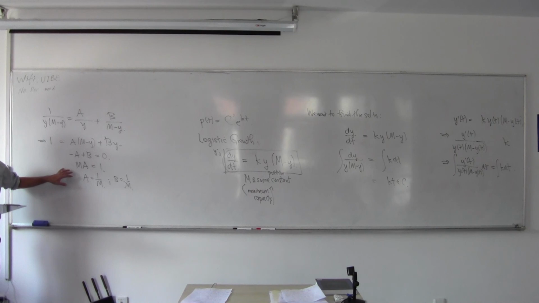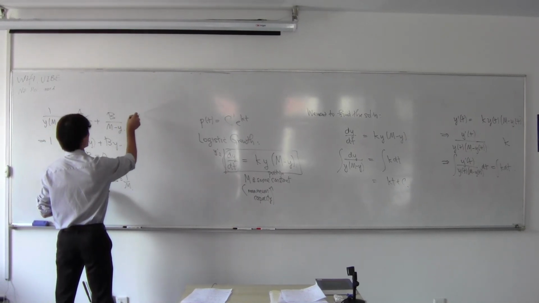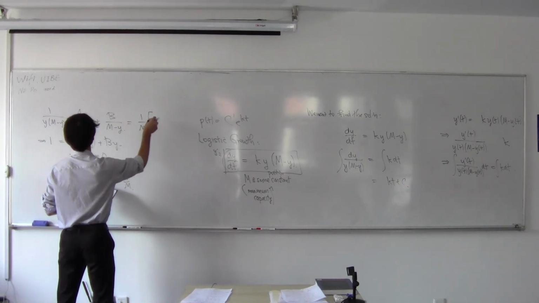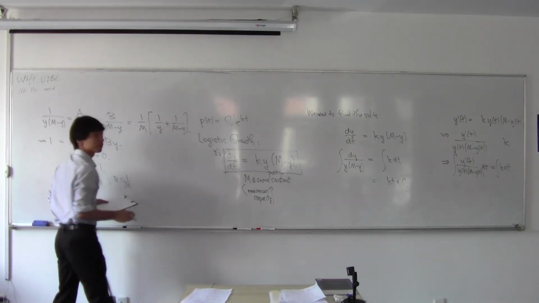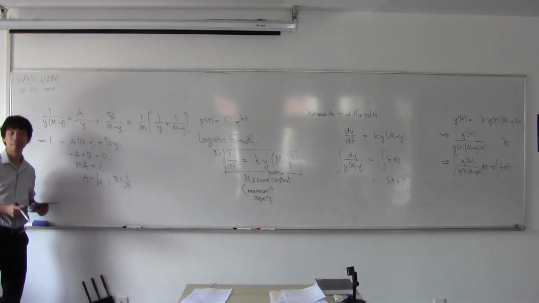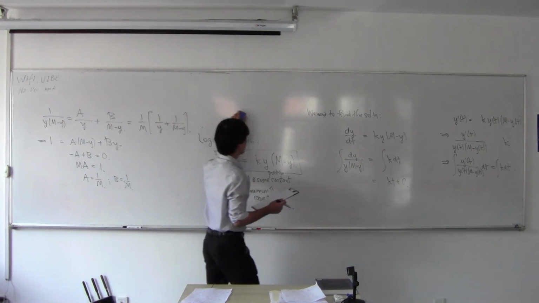Are you okay? Anyone have questions? No? Okay. This is just partial fraction decomposition. So what we end up with is that this equals 1 over m times (1 over y plus 1 over m minus y). Okay, so let's go back.